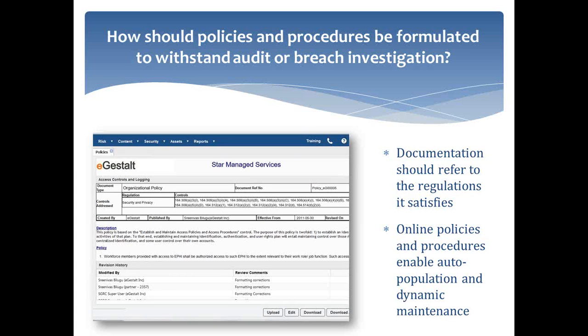So Anupam, I think this is a great place to defer to you again, and that is, how should policies and procedures be formulated to withstand an audit or a breach investigation? What should people be looking for and how do these things work?